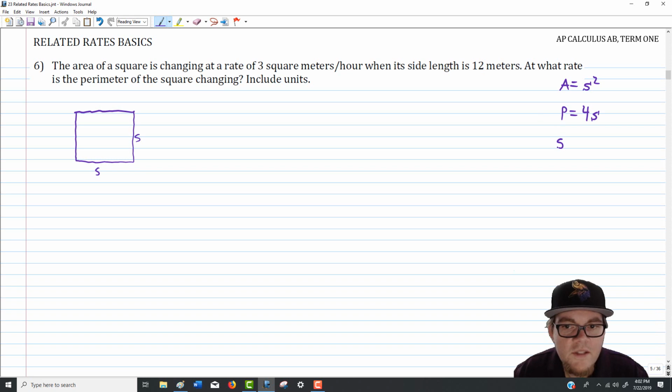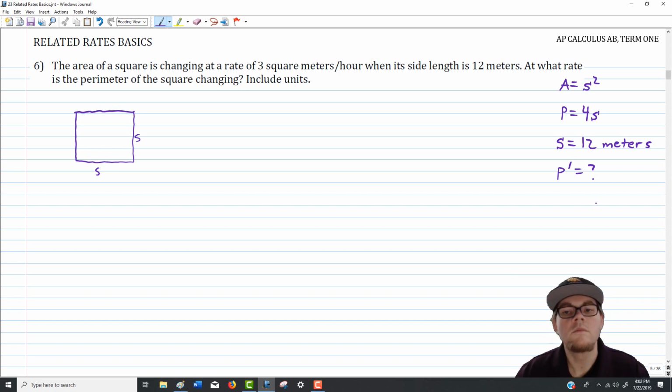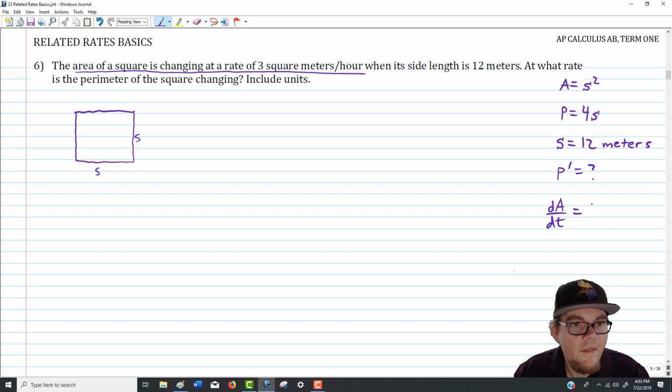Next, we know that the specific time we're interested in, the snapshot moment, is when s equals 12 meters. And then the question we're asked is to find P prime. So basically, there's our inventory of stuff that we know and that we have. Now it's a matter of just... oh, there's still one more piece. It says the area of the square is changing at a rate of 3 square meters per hour. So the area is changing. That would be dA/dt. And that is 3 meters squared per hour. Sorry, almost missed that piece of information.